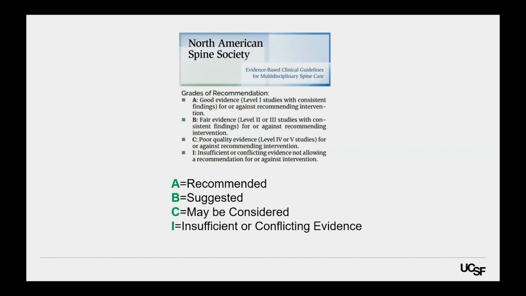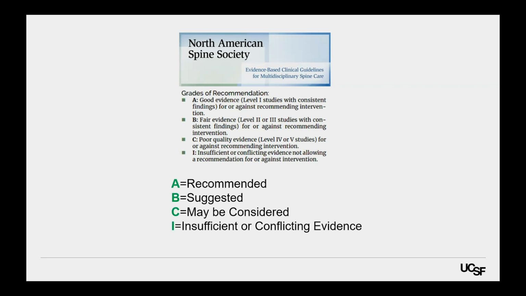So just to orient you on the next few slides, the strength of the recommendation will come in categories labeled as A, B, C, or I. A being it is recommended, whatever the recommendation might be. B is the strength of the evidence is fair, so the recommendation is just a suggestion. It could be labeled as C, given that the evidence supporting the recommendation is poor quality evidence, and so the recommendation can maybe just be considered, or it could be labeled as I, indicating that there's just not sufficient evidence, or the evidence that exists is conflicting, so the society can't actually either support or refute that recommendation.